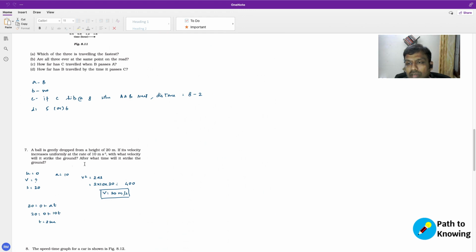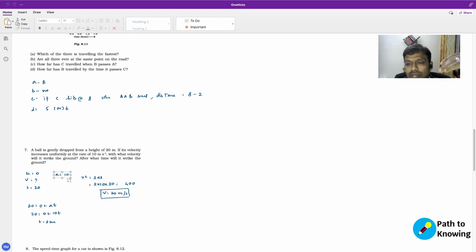So here again you can use the equation of motion. The ball is dropped from a height of 20, which means that initially, before the ball was dropped, it was not moving at any speed. So your initial velocity is going to be 0. The idea is to find the final velocity. The height is 20 meters, so the distance is 20 meters, and your acceleration is 10 meters per second squared.